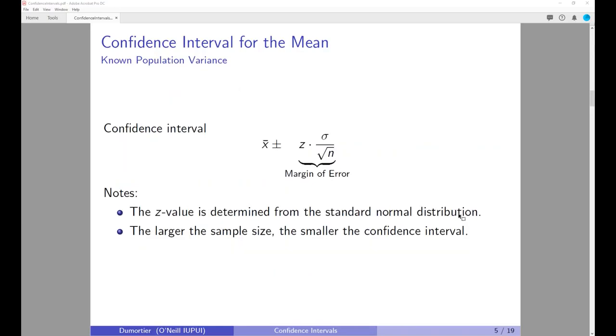To calculate the confidence interval for the mean, we have to do the following. We first have to calculate the average of our sample. Then we have to use the population standard deviation, which we may know, and we have to divide it by the square root of n.